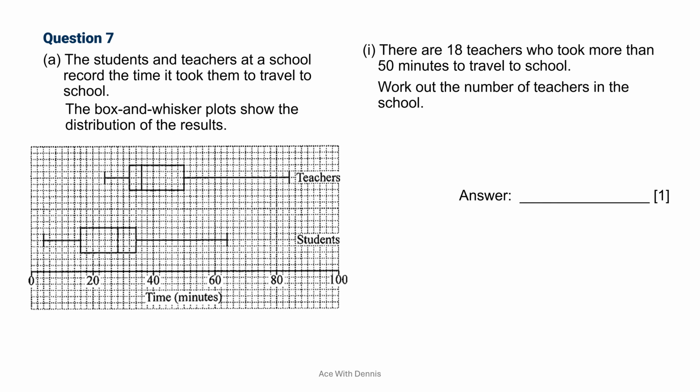1 mark. From the box and whisker plot, we can see that when the time is 50 minutes, this is the upper quartile of the teachers. Upper quartile means the last 25%, which equals 18 teachers. To find the total number of teachers, we can use the unitary method. If 25% is 18 teachers, then 1% will be 18 divided by 25 teachers. So the total number of teachers will be 100%, hence 18 divided by 25 times 100, which is 72. Therefore, there are 72 teachers in total in the school.